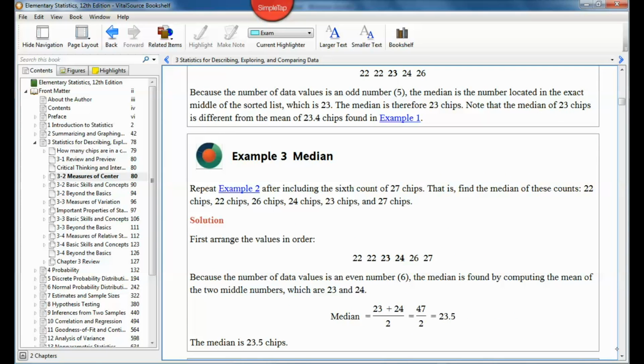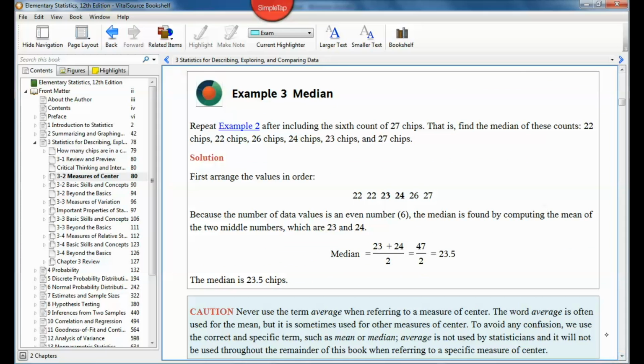Here's an example of having an even number of data items. If you have 6 data items, then you have to take the 2 middle data items, add them together and divide by 2. So they got the median was 23.5.